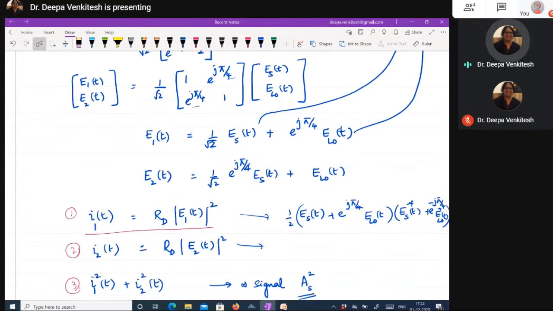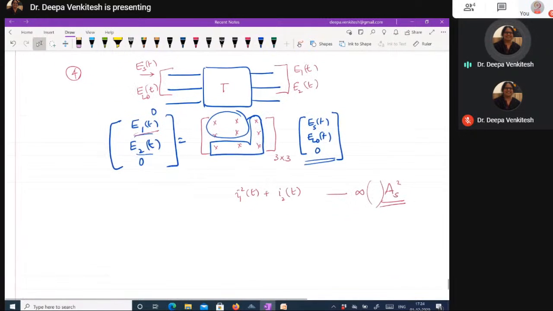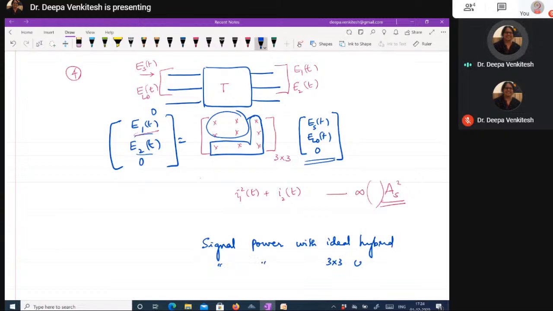So the last question is about finding out the signal to noise ratio, assuming that the noise power is the same. So you can find out the signal power with an ideal hybrid, and you can also find out the signal power with a 3 by 3 coupler. The ratio of these two will give you the signal to noise ratio change, because I'm saying that the noise power has not changed. In reality, the noise power will also be slightly different, but you can get an order of magnitude change.